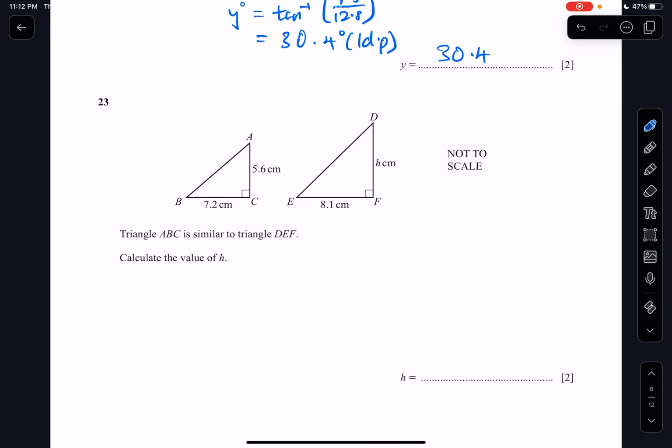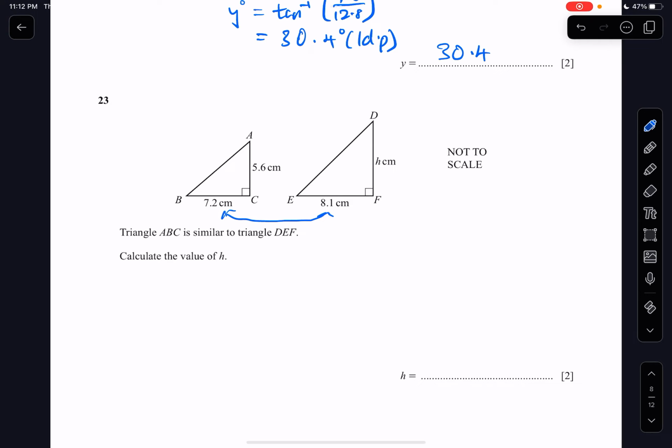Okay, triangle ABC is similar to triangle DEF. So this is a similar triangle problem. So we are going to look for corresponding sides. So calculate the value of H. So the corresponding side will be this and this with H. So let's write the ratio. So 7.2 divided by 8.1 is equals to 5.6 divided by H. Mistake again. Okay, this will be H, yes.